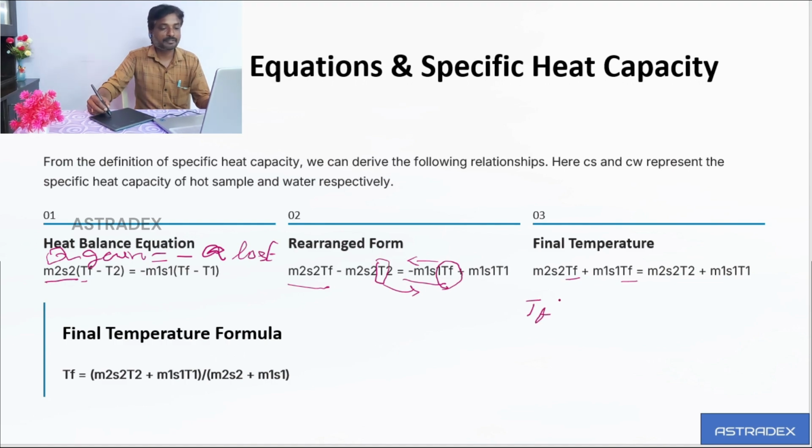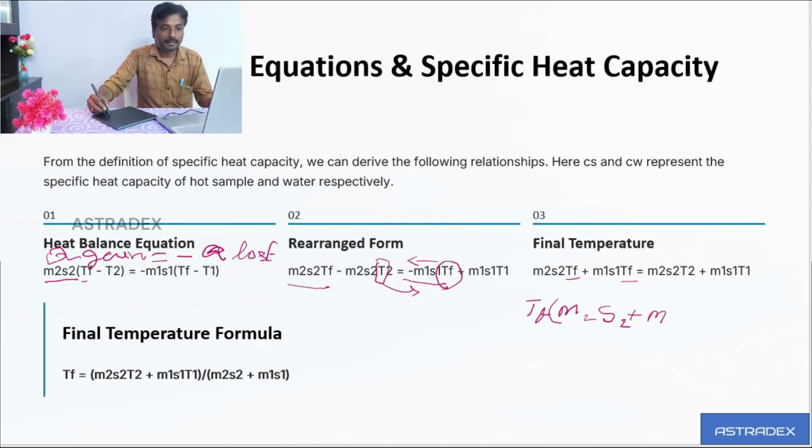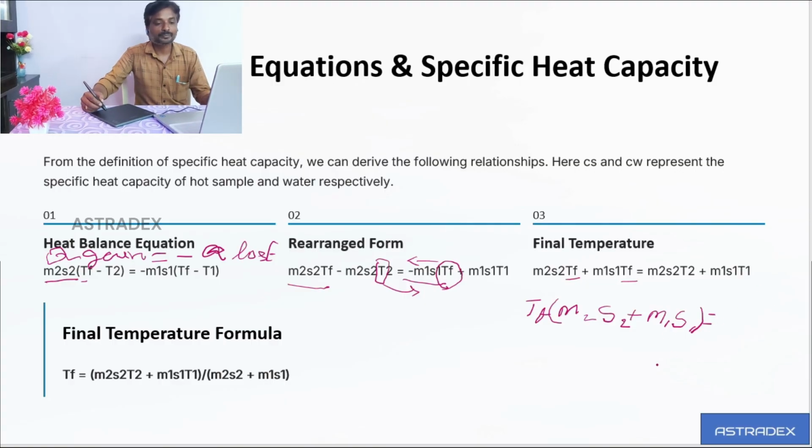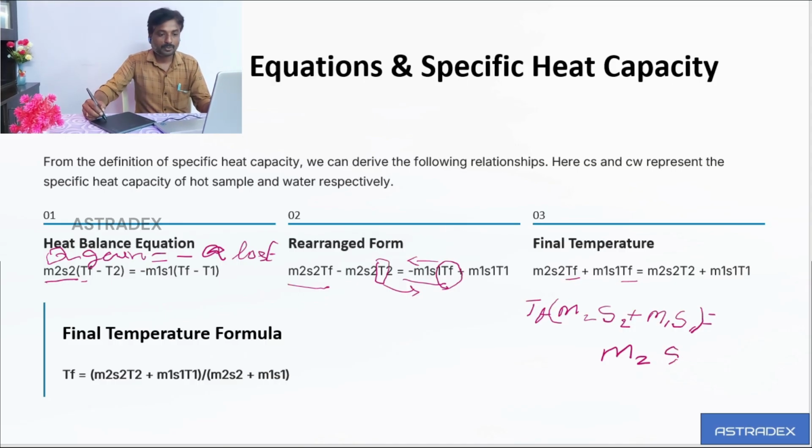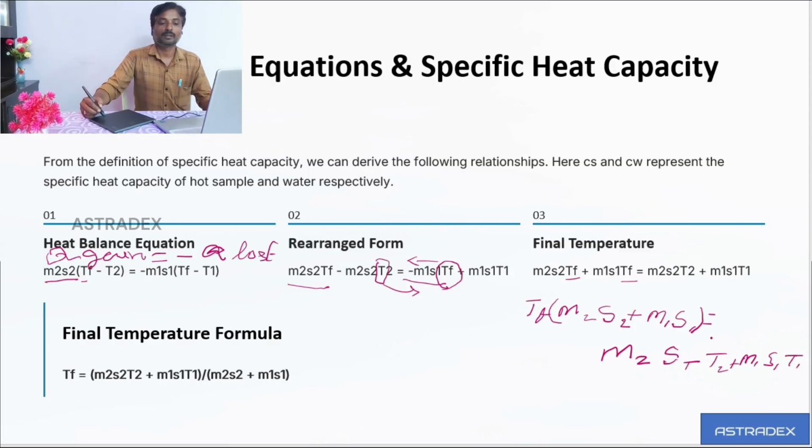So Tf into (M2 S2 plus M1 S1), which is equal to M2 S2 T2 plus the remaining term M1 S1 T1. From this equation we need only Tf.